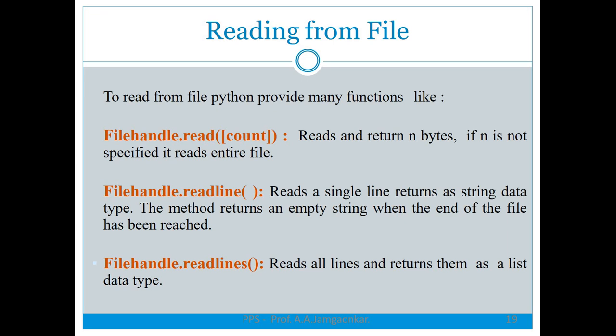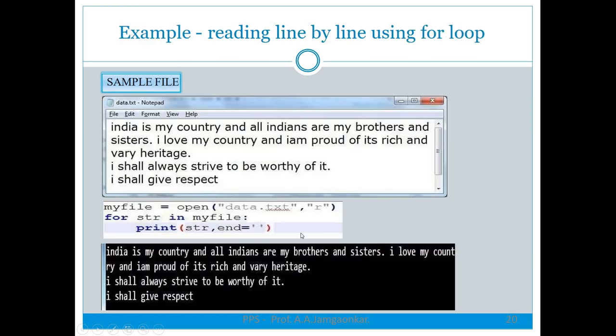The third method is readlines, which will read all the lines from the file and return them as a list data type. Various lines will be treated as various values of the list, separated with commas. One line will be treated as a single value of the list. So readlines will return multiple file lines as a list. Read and readline will return a string value.